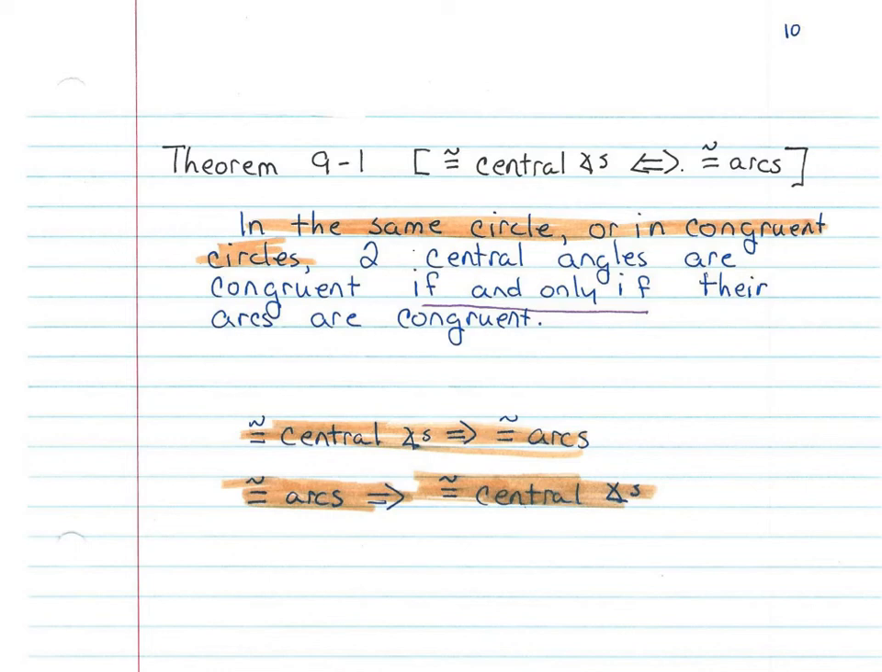But Theorem 9.1 says that in the same circle or in congruent circles, two central angles are congruent if and only if their arcs are congruent. So it's telling us that congruent central angles mean we have congruent arcs, if the two circles are congruent or if it's in the same circle. Or that congruent arcs mean that we have congruent central angles.